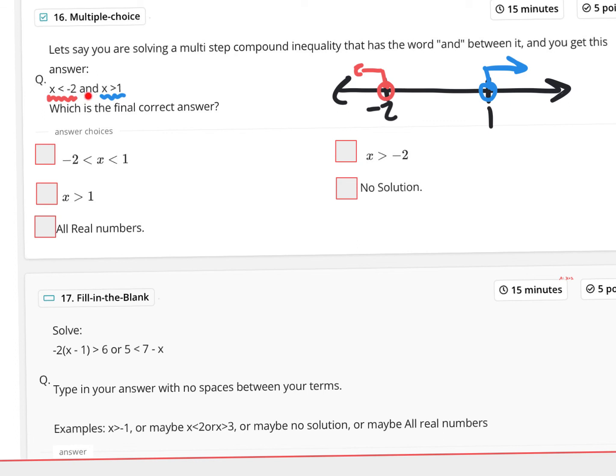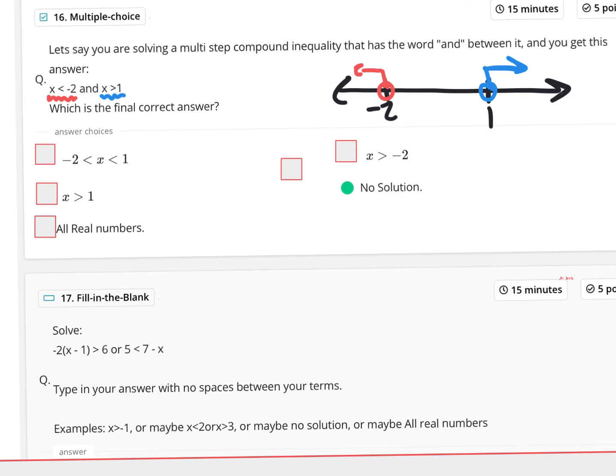Because of the word "and" being right here instead of "or," they have to overlap, and they don't overlap. So what does that mean? Where do they overlap? They never overlap, which means no solution. So the correct answer is no solution.